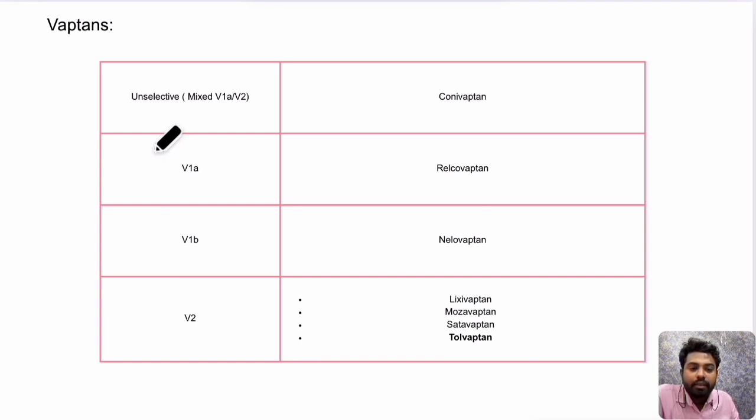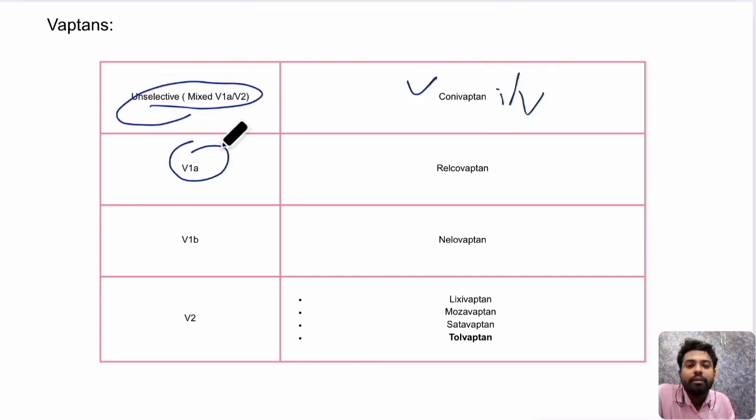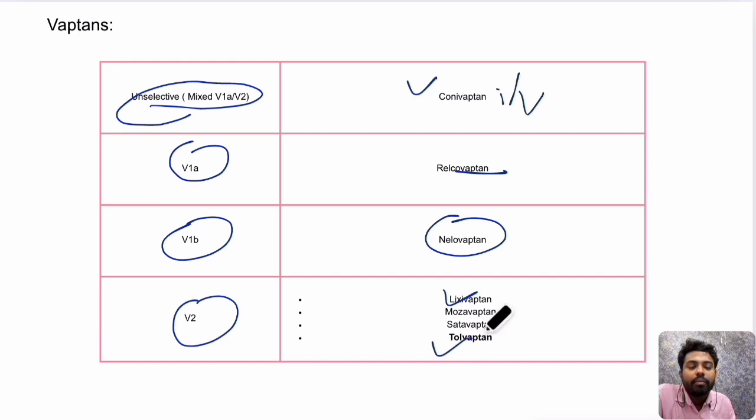Now we will talk about vaptans. Vaptans have many mechanisms. Unselective mixed V1 and V2 action: conivaptan, it is IV. V1 receptor antagonist, that is relcovaptan. V1b antagonist, nelcovaptan. And V2 antagonists are lixivaptan, tolvaptan, satavaptan, mozavaptan.